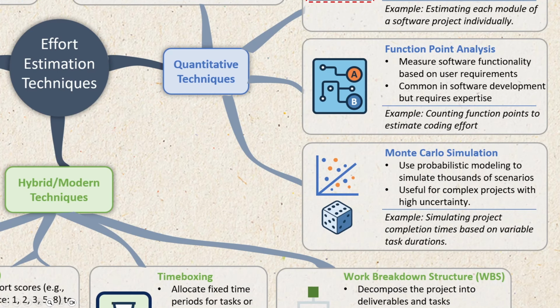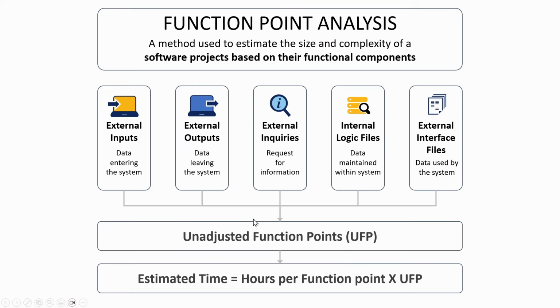Function point analysis is a technique used to estimate the size and complexity of a software system based on what it does from the user's perspective and not how it's built. Instead of estimating by lines of code or hours, it measures functionality delivered, making it more objective and technology independent. Functionality is broken into 5 components.